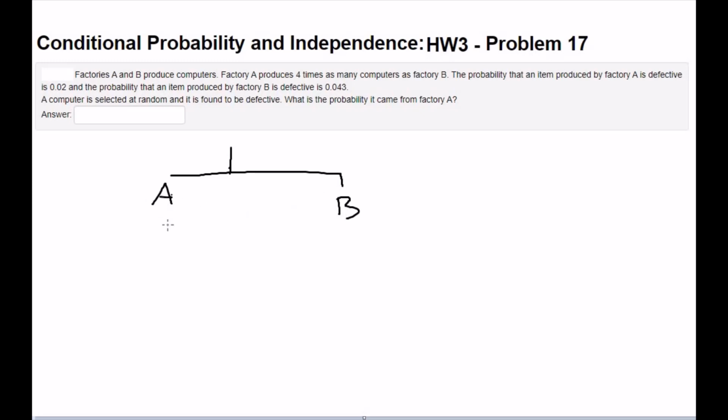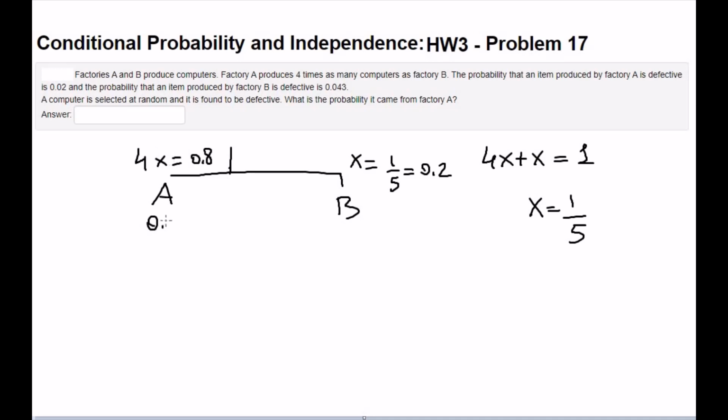We know that factory A is producing 4 times as many computers as B, so let B be x, so this is going to be 4x. We know that together they have to be equal to 1, so 4x plus x is equal to 1, then here x is equal to 1/5. So instead of x we can write here 1/5 or 0.2, and for 4x here we can write 4/5 or 0.8. So this is 0.8, this is 0.2.